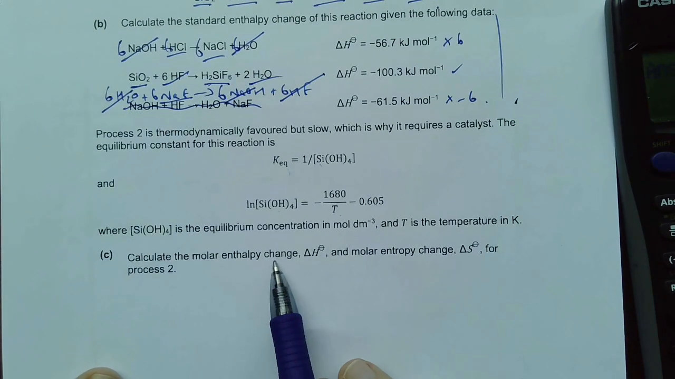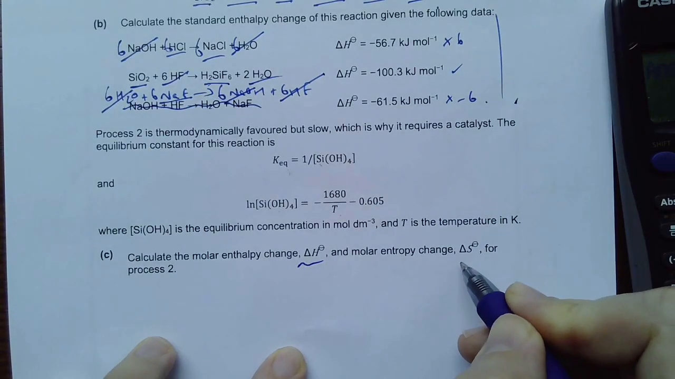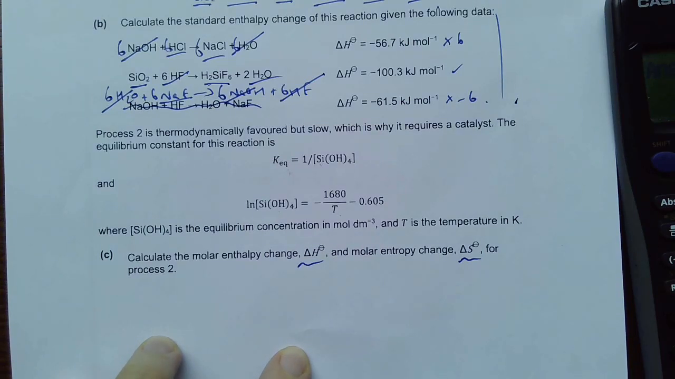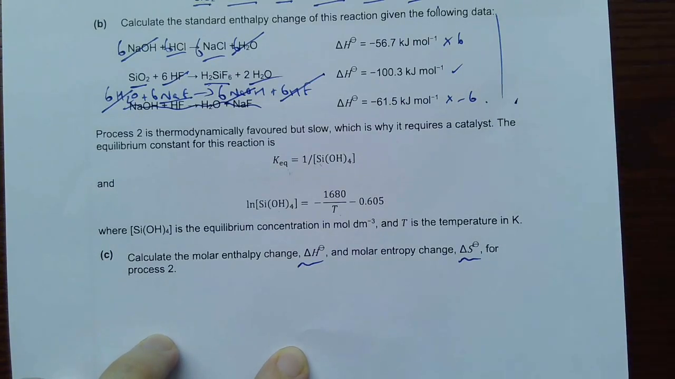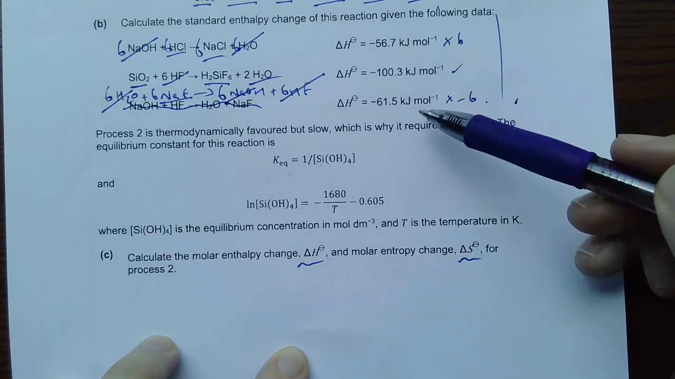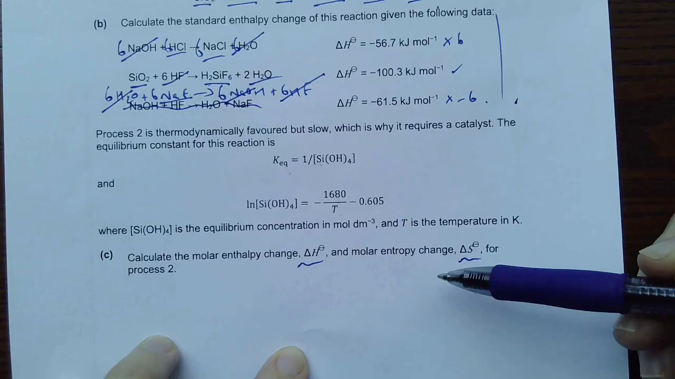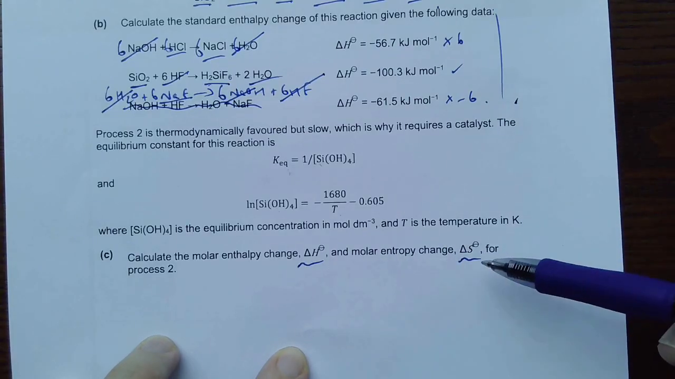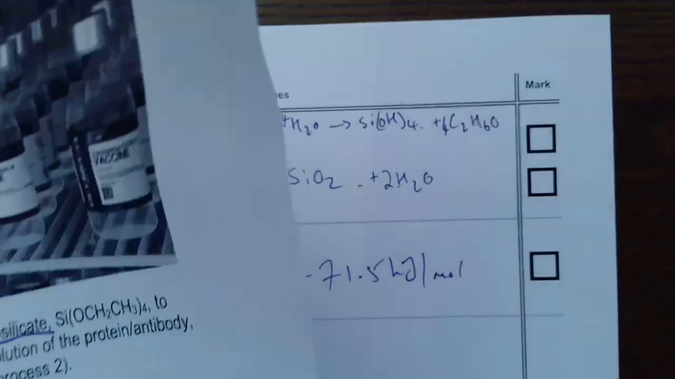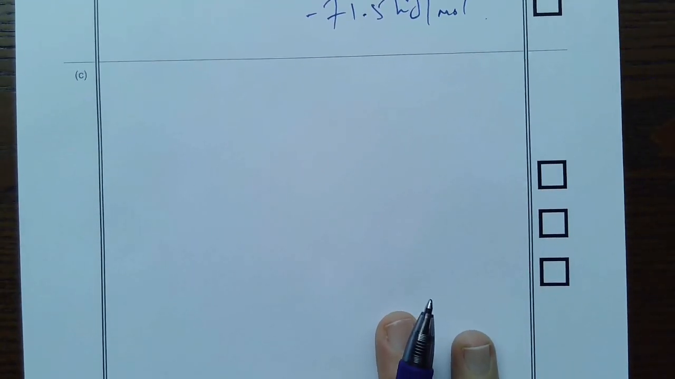And then I'm asked to calculate the molar enthalpy change, delta H standard, and the molar entropy change, delta S standard, for process 2. So nowhere in here for process number 2 have I been told anything about enthalpy values or entropy values. So I'm obviously going to have to do a little bit of work, and they're giving me a nice big space here, which is great.